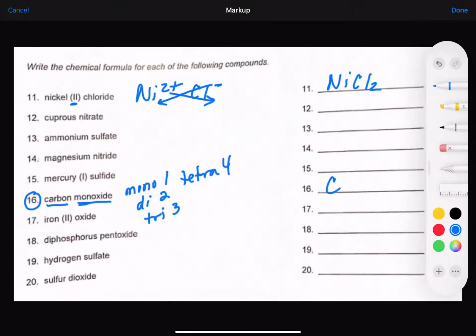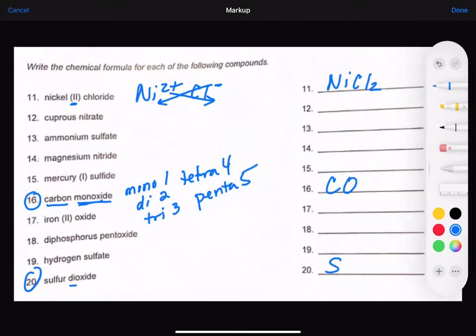So mono means 1, di means 2, tri means 3, tetra means 4. You won't have any, oh yeah, you do have a penta. Penta means 5, and it goes farther. Hexa means 6, septa means 7, octa means 8, and nona means 9, and deca means 10. But I don't think you see those on there. So mono means 1, so that's only 1 oxygen.